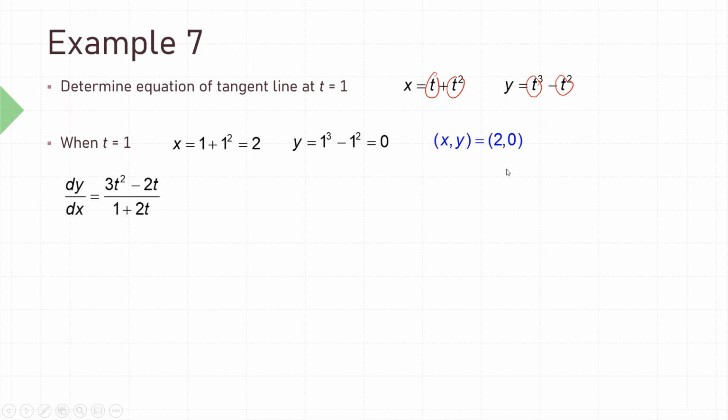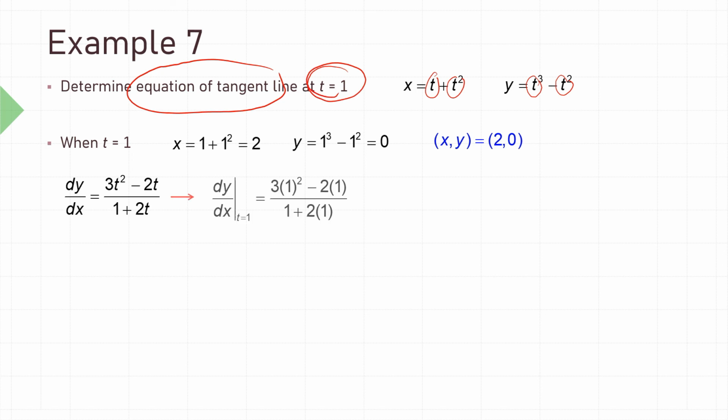Now, because we know that the equation of the tangent line will need us to find the gradient, we already found the gradient using the previous slide just now. dy over dx is given by this function. But we want the gradient specifically when t equal to 1, so we have to substitute the value of t equal to 1 inside dy over dx. So simplifying this we'll get 1 over 3. So this 1 over 3 is actually the gradient, denoted by m.